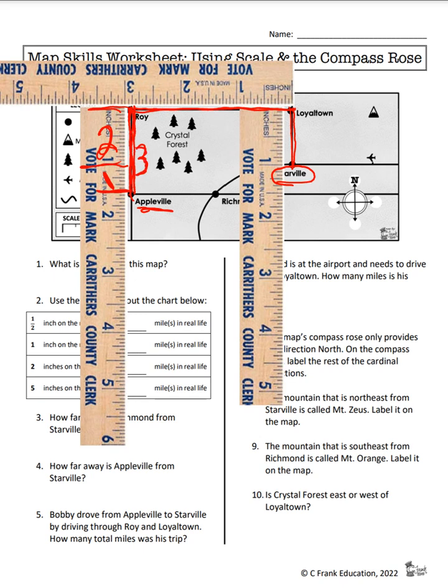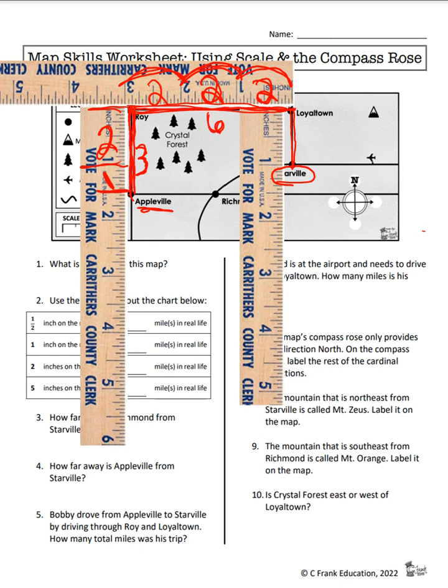Then he drove east to Loyaltown. So my ruler's a little backwards, but that's okay. This is 1 inch. That is 2 miles. Here's another inch. That is also 2 miles. And then finally a third inch for another 2 miles. So 2, 4, 6 miles is this piece.